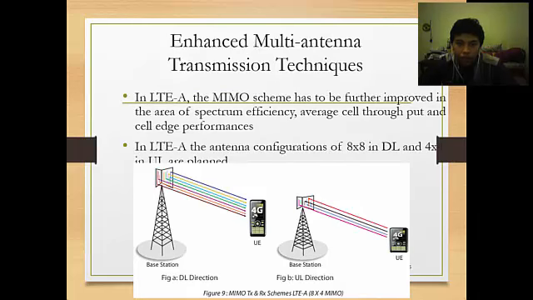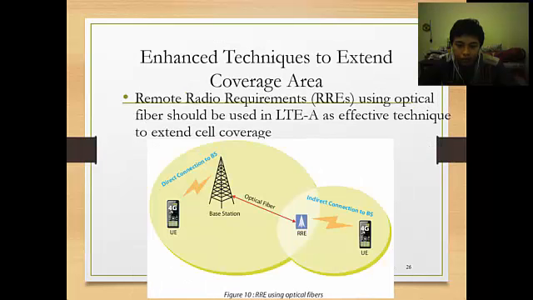Enhanced multi-antenna transmission technique. In LTE Advanced, the MIMO scheme has to be further improved in the area of cell efficiency, to improve cell edge performance. In LTE Advanced, the antenna configuration of 8x8 in downlink and 4x4 in uplink is planned.